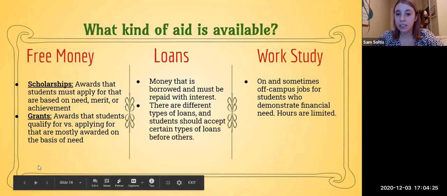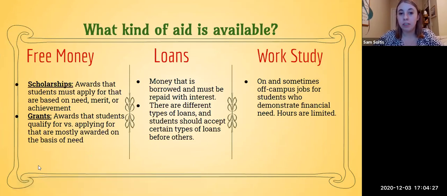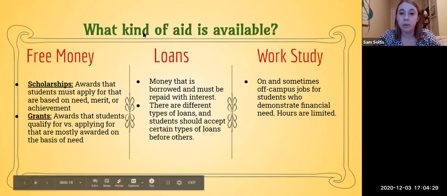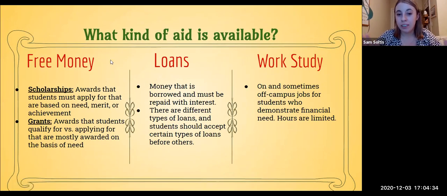So we fill out our applications and we want to know what kind of aid is available. So we've broken it up. So we have your free money, the scary loans that don't have to be so scary, and then work study as well. So for the free money, that's our favorite. So we have scholarships and grants. So scholarships, this is money awarded to students that you apply for, and it's usually based on need, merit, and achievement. So you can get a few scholarships just by filling out the FAFSA or TASFA.